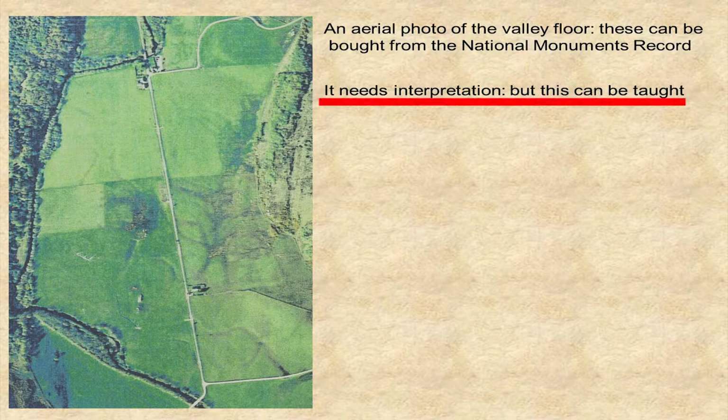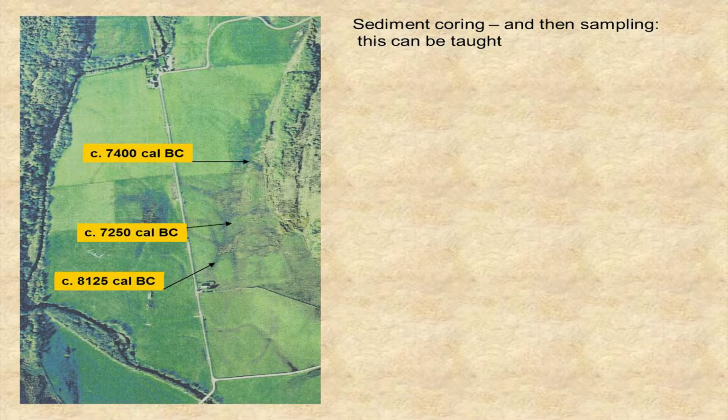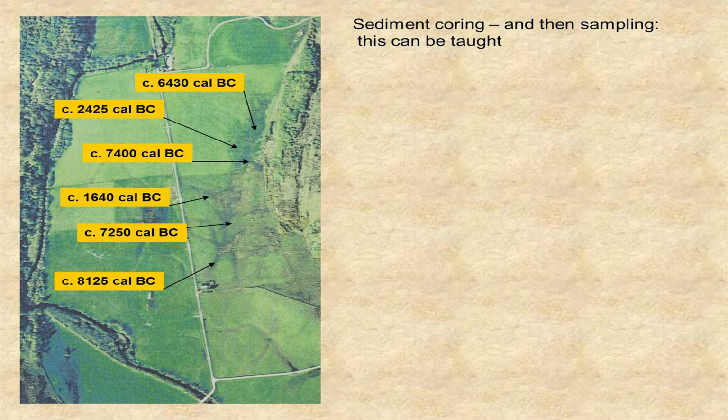It needs interpretation, this map, but it's quite easy to explain it. What we end up with is a map with different coloured surfaces called terraces on the valley floor, and here are our paleo channels. So where was the river 4,500 years ago? We dated every one of these things. And there we are. So we can watch the river moving around through time. And that is where the river was 4,500 years ago.